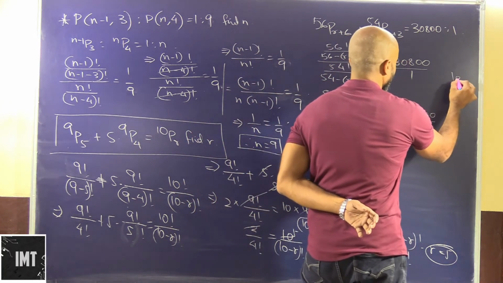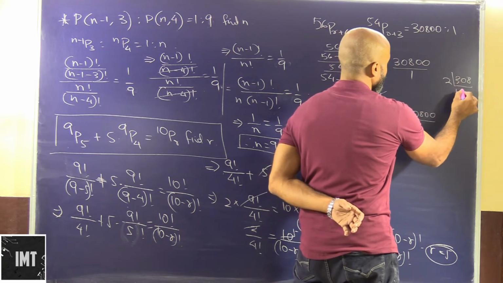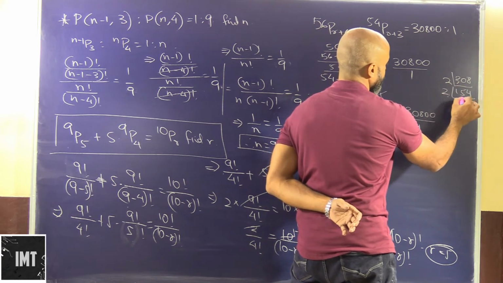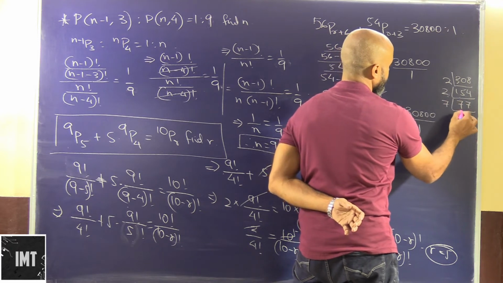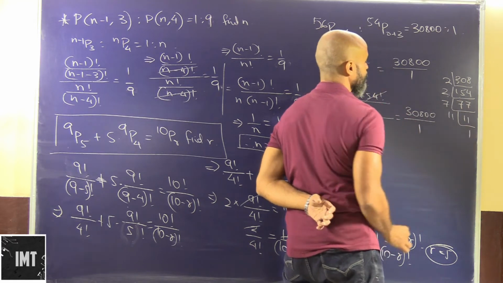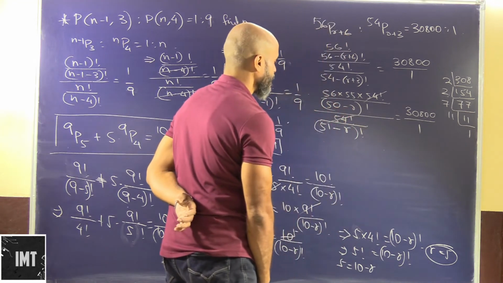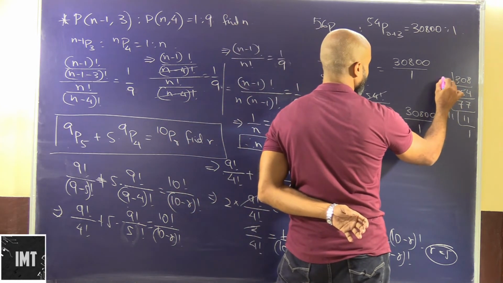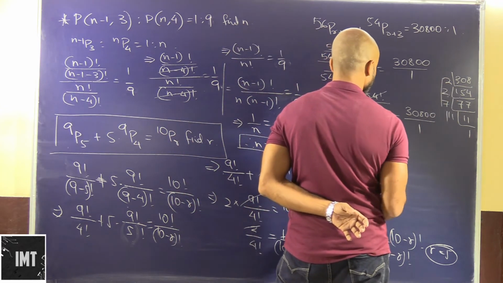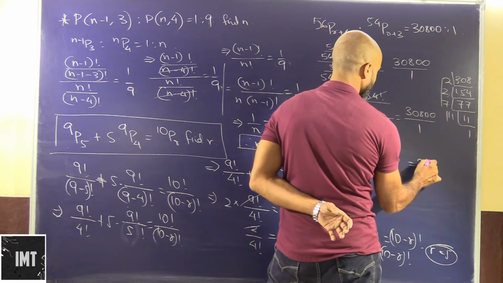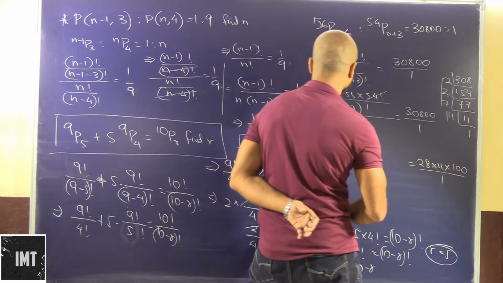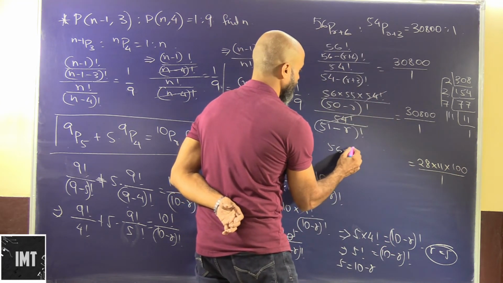30800. Let's say if I take only 308, so 2 15s are 30, 2 4s are 8, 2 7s are 14, 7 11s are 77. 14 2s are 28, so that will be 28 into 11 into 100 upon 1. So we have here 56 into 55.